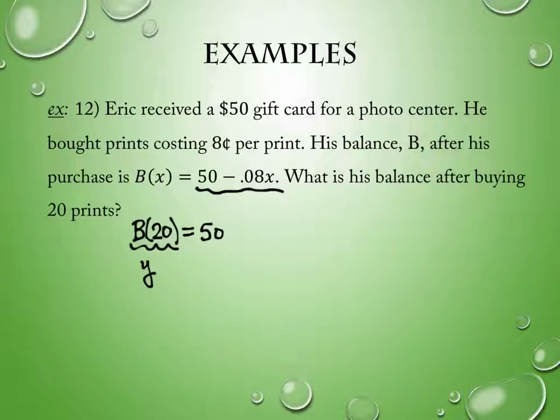B of 20 is just another name for y. It's an alias. And I need to do 50 minus 0.08 times 20, right? There's 20 prints, 8 cents per print. So if I were to evaluate this, and you're welcome to grab your calculator to do it, how much will be left on his card after his 20 prints have been purchased?